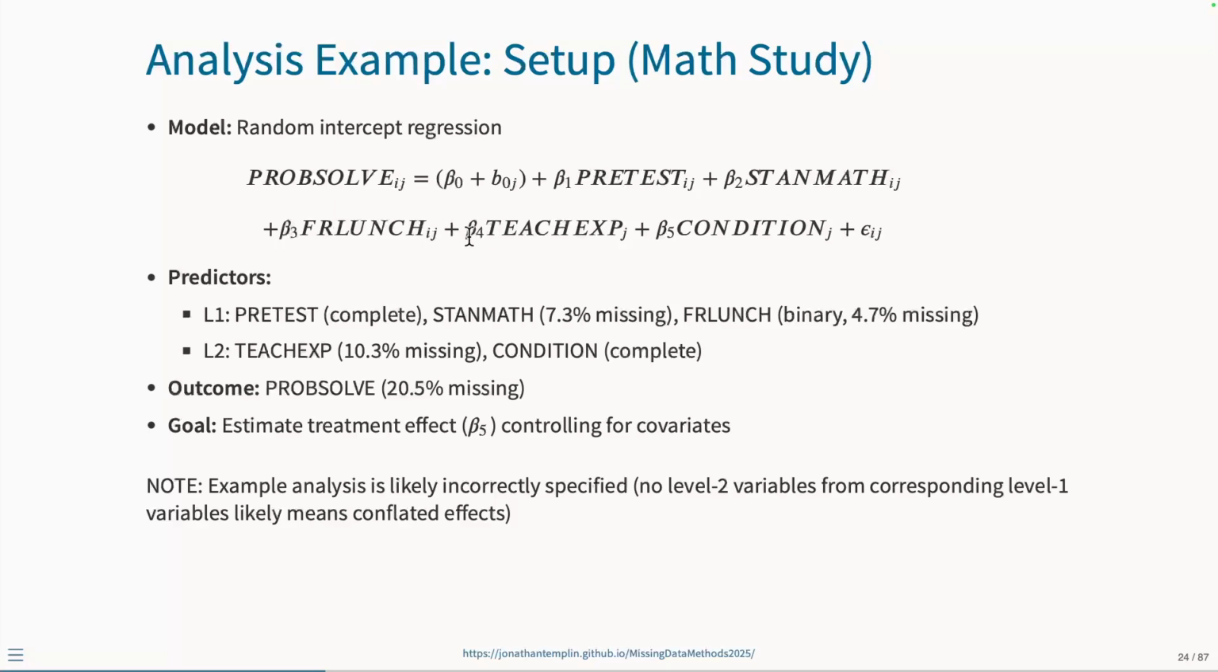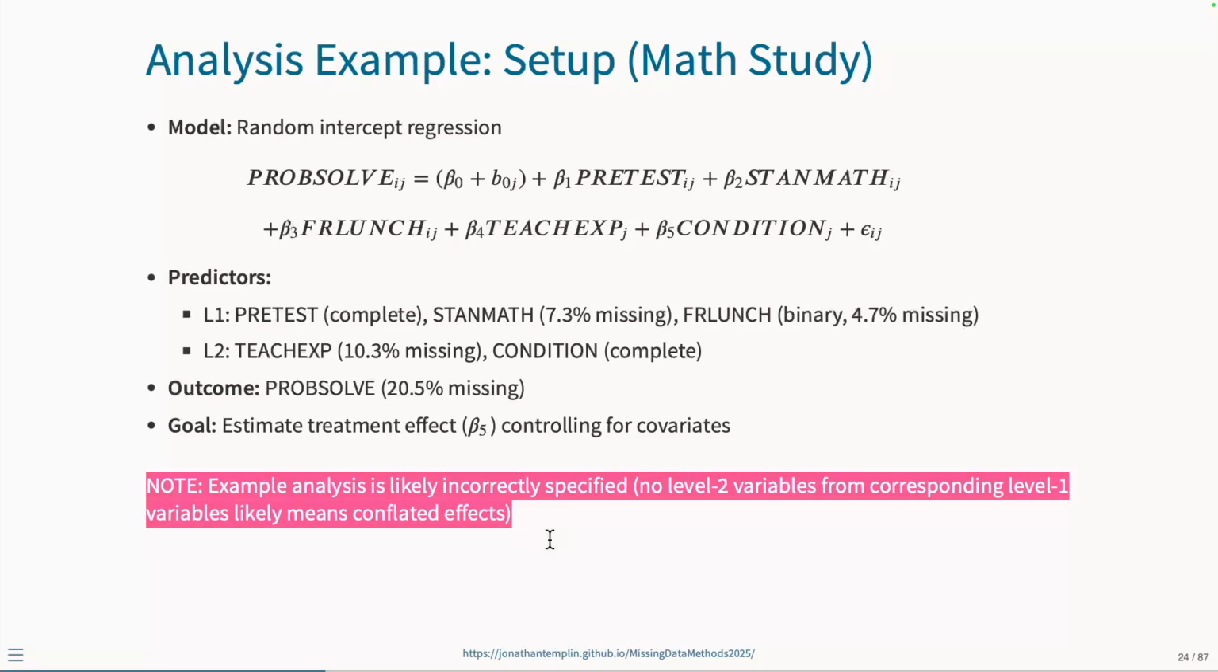I will say that this is a 2-level model. The beta 4 and beta 5, the condition and the teaching experience variable, are only level 2 slopes, and they are not smushed or conflated. The goal here is to estimate our treatment effect for beta 5, which in this case has no missing data, but controlling for other covariates. And I will note, this is my note here, so if you read the book, remember my note.